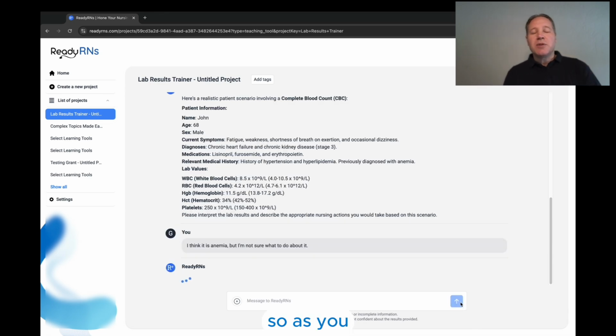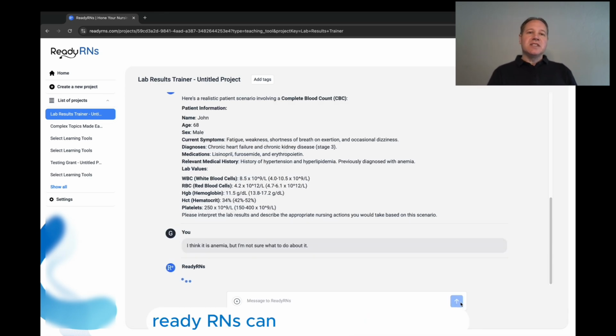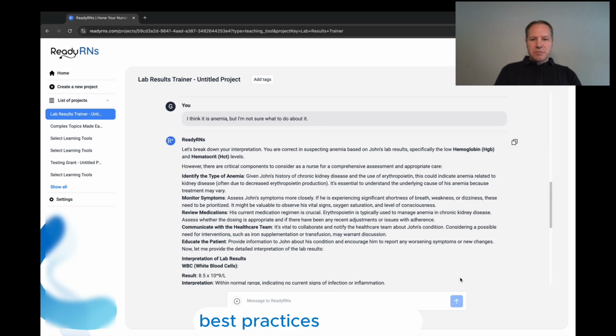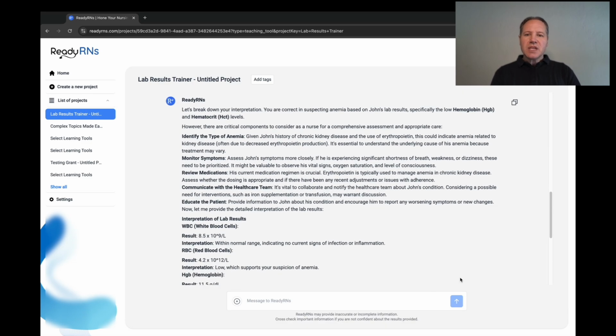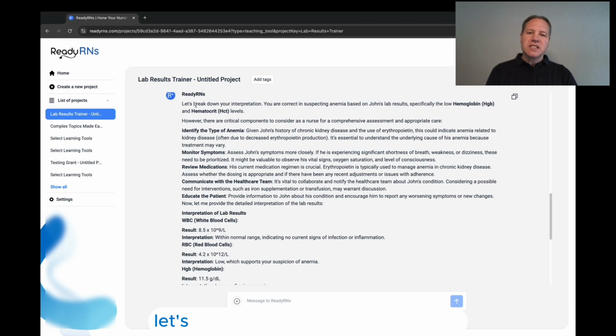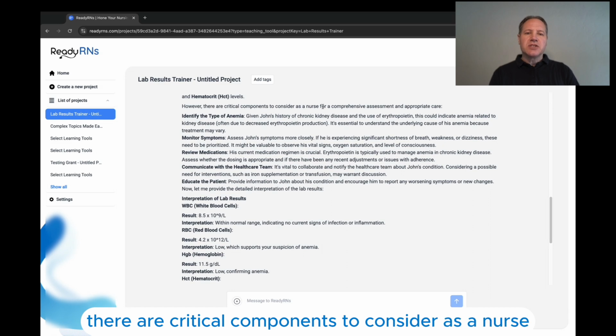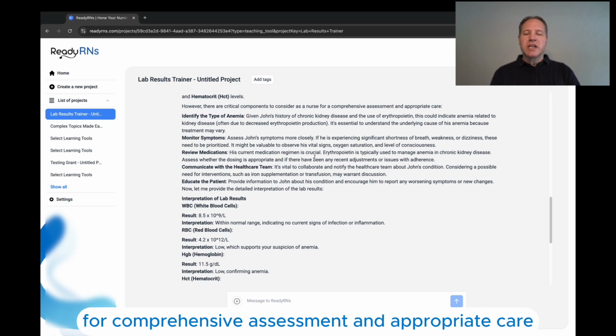So as you practice these scenarios, ReadyRNs can teach you what to do. What are best practices? It depends on medical journals, case studies, protocols, best practices for nursing. And so it says, ReadyRNs, let's break down your interpretation. You're correct on suspecting anemia based on John's lab results, specifically the low hemoglobin and hematocrit levels. However, there are critical components to consider as a nurse for comprehensive assessment and appropriate care.